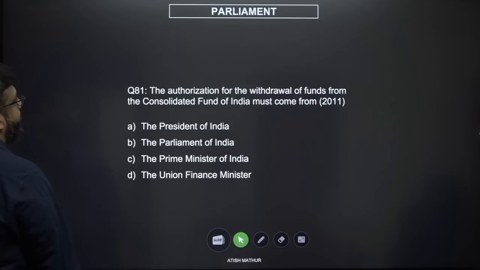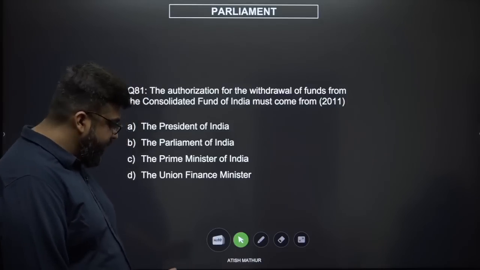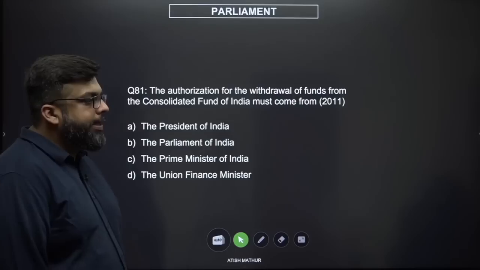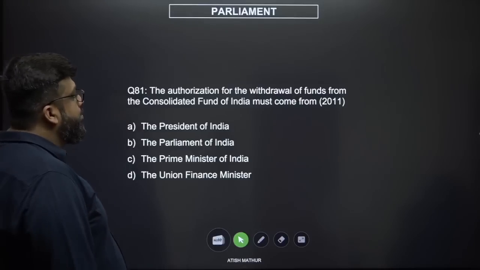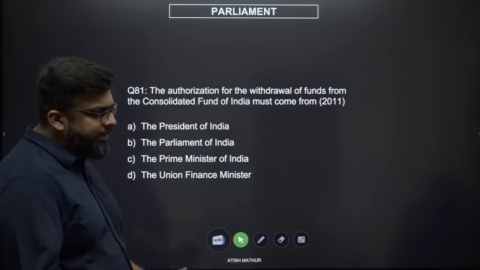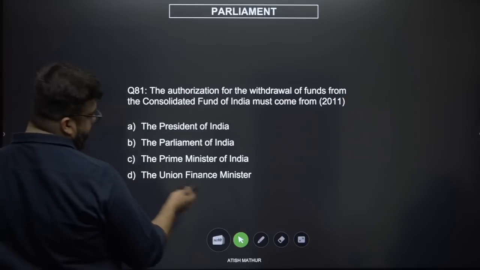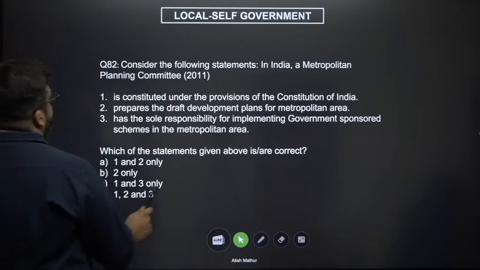Yeah. 81. The authorization of the withdrawal of funds from the Consolidated Fund of India must come from the President, Parliament, Prime Minister, Finance Minister. Democratic mandate, the Parliament must authorize it. The answer should be B, Parliament of India.